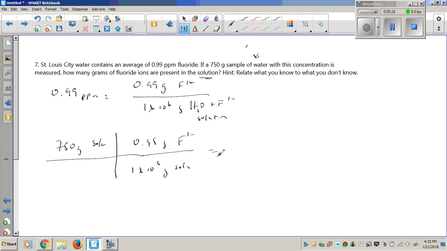And so then this just simply becomes a simple math problem, and you get 7.425 times 10 to the negative 4 grams of F minus. That is a very small amount, and that's what you would expect if you had 750 grams, maybe a small cup of water, and you wouldn't be drinking a whole bunch of fluoride. It's going to be a very small concentration of fluoride in your water, and that's all you need to help strengthen your teeth. So let's go to the next one.